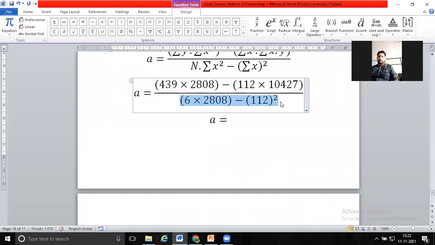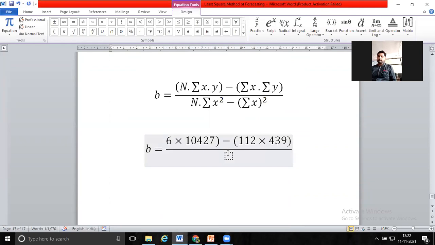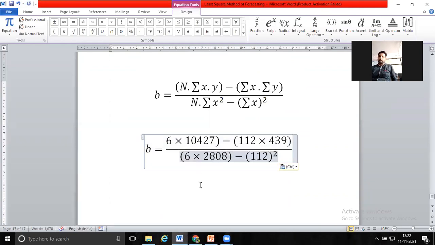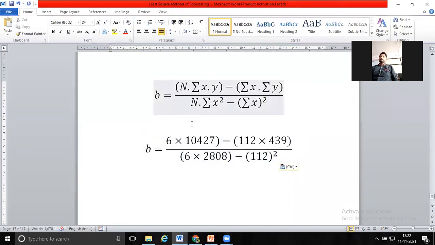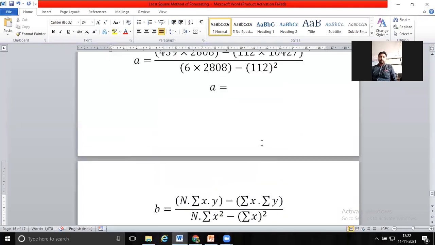So I will take this denominator for the A. For B, okay, n is 6, summation of x square is 2808, minus summation of x is 112, bracket square. Now do calculation and tell me the answer. Prerna will tell the A value and Snehal will tell the B value.